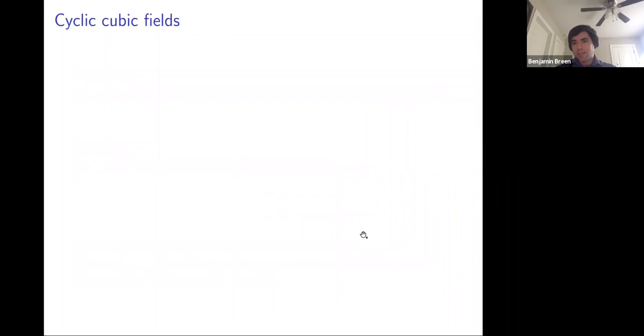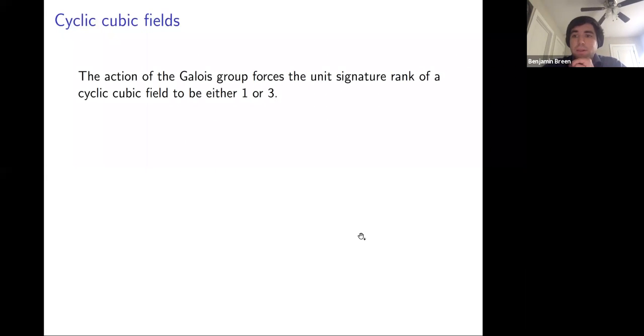So the next simplest case to consider is, you can move up and ask, what's the next simplest Galois setting we could look at? And that's a cyclic cubic number field. When you think about cyclic cubic number fields, you'll realize that the unit signature rank of a cyclic cubic field is always 1 or 3.